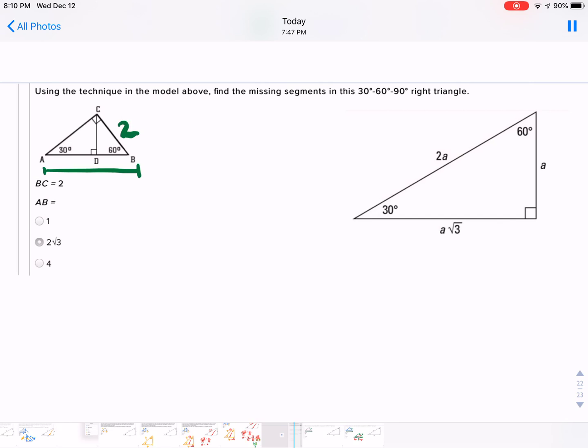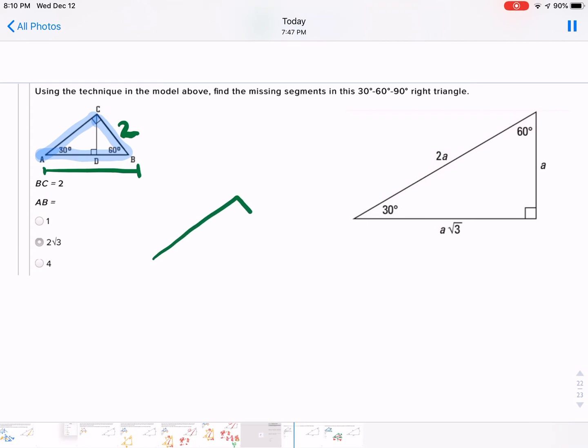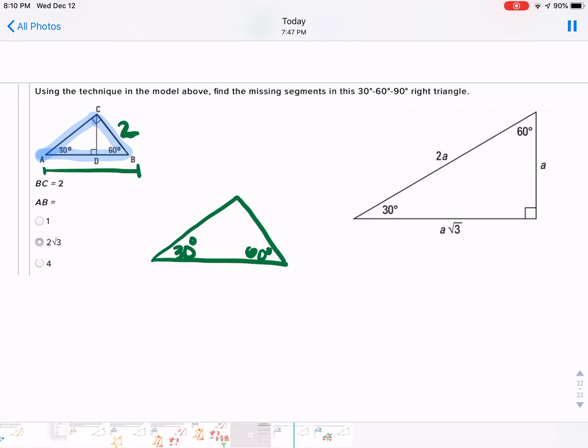So there's kind of a couple different ways that you can go about this. The big thing for us is I want to look at the overall big triangle, which is 30, 60, 90. So if I look at that overall, I have 60 here, 30 here. Here's my 90-degree angle. That's 2, and this is the side they want me to find.